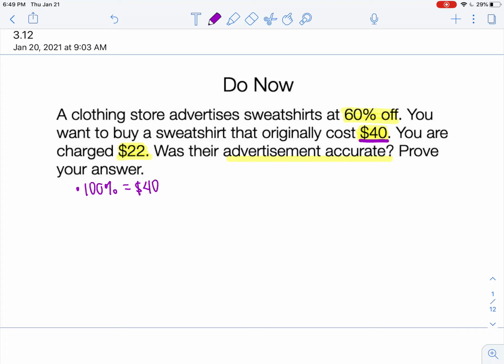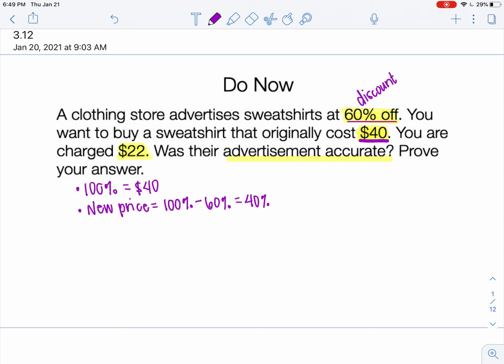And I know that I'm supposed to be getting 60% off. So if I expect 60% off, that means that I have a 60% discount, or I'm paying 60% less than the original price. So my new price should be 60% less than 100%, or 40% of the original price.